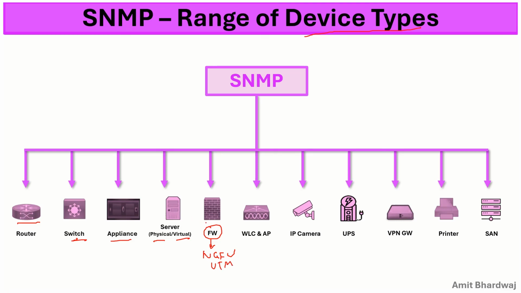And this is about the wired devices, but in the wireless arena also, WLCs and APs are device types which support SNMP. Then we have IP cameras, in fact UPS also, which provide power to the devices when they are IP enabled. They can also transmit SNMP related information to the SNMP manager from where it can be monitored. Then we have VPN gateways. Sometimes high-end printers also can be managed and monitored via the SNMP protocol. And finally, SAN, which is the storage area network.